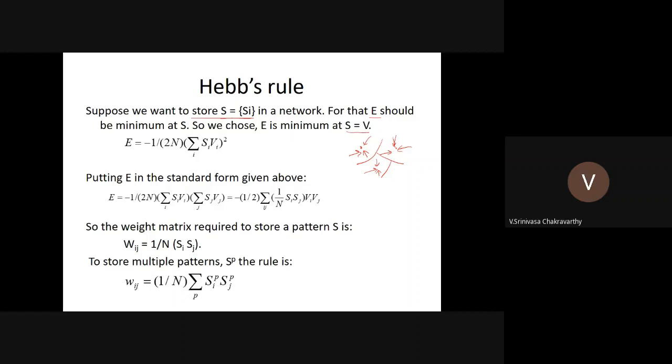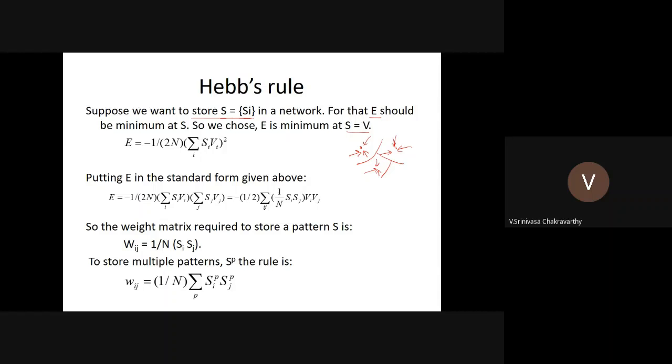Consider this expression: E equals minus 1 by 2n times sigma Si Vi. So this is the square of the dot product of S and V. What's the logic of this? Since all the vectors are normalized, that is, the individual components are all ones and minus ones, they all have the same length, root n. So they are basically rotating on a sphere of radius root n. If you take a dot product, when S equals V, the dot product becomes maximum. Or if you take a minus sign in front, when S equals V, the dot product becomes minimum.